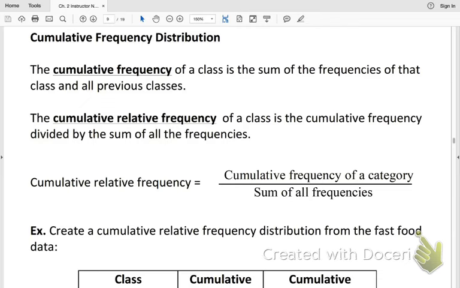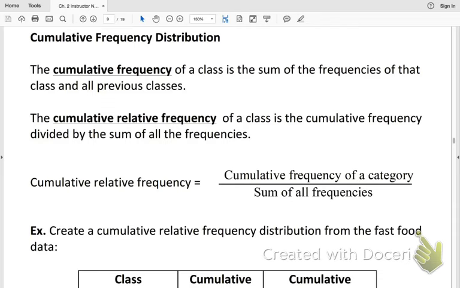So moving on from that frequency distribution, what we're going to talk about now is cumulative frequency distributions. The cumulative frequency of a class is the sum of the frequencies of that class and all previous classes. You can think of this like with a final. If you have a cumulative final, that final includes what you did in the last chapter and every chapter before. If you have a cumulative midterm, that midterm includes everything you've done up to that point. So a cumulative frequency is taking the frequency of that class and every class before it.